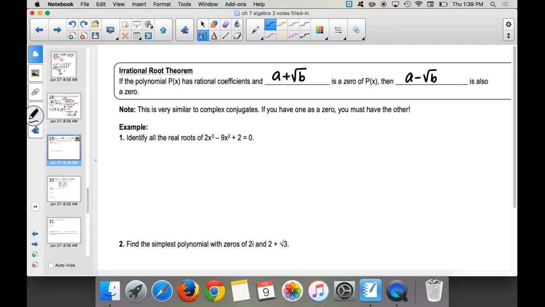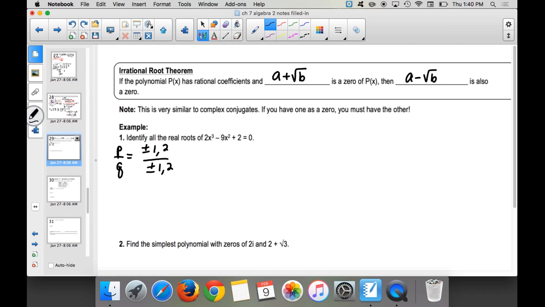Okay, so it says identify all of the real roots to 2x cubed minus 9x squared plus 2 equals 0. So my possibilities when I do my p over q are plus or minus 1 and 2, and plus or minus 1 and 2. So I'd have 1, 1/2, 2, and then negative 1, negative 1/2, negative 2. There's 6 possibilities.